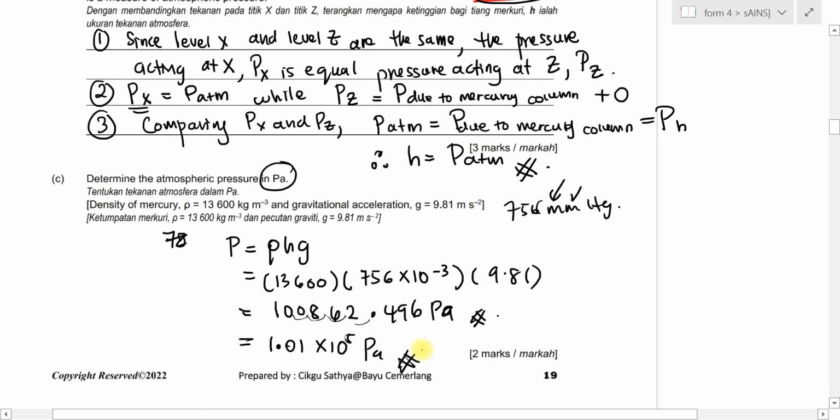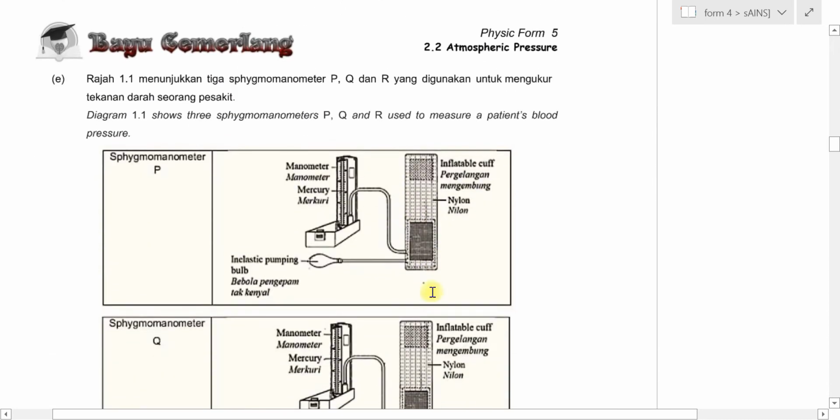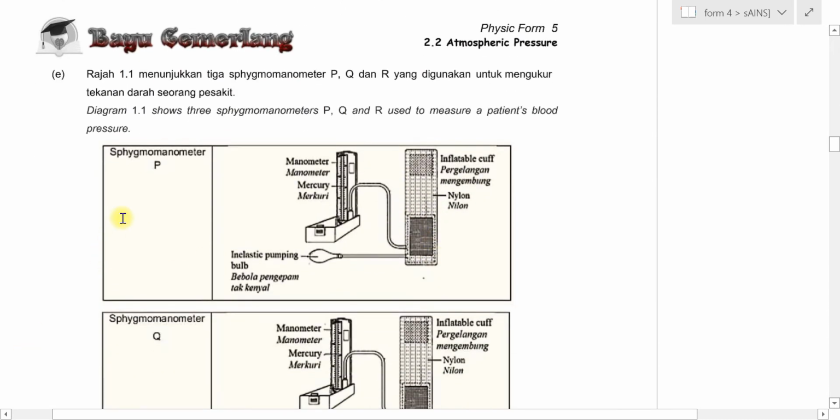Okay, let's see the next question. It's regarding the sphygmomanometer.